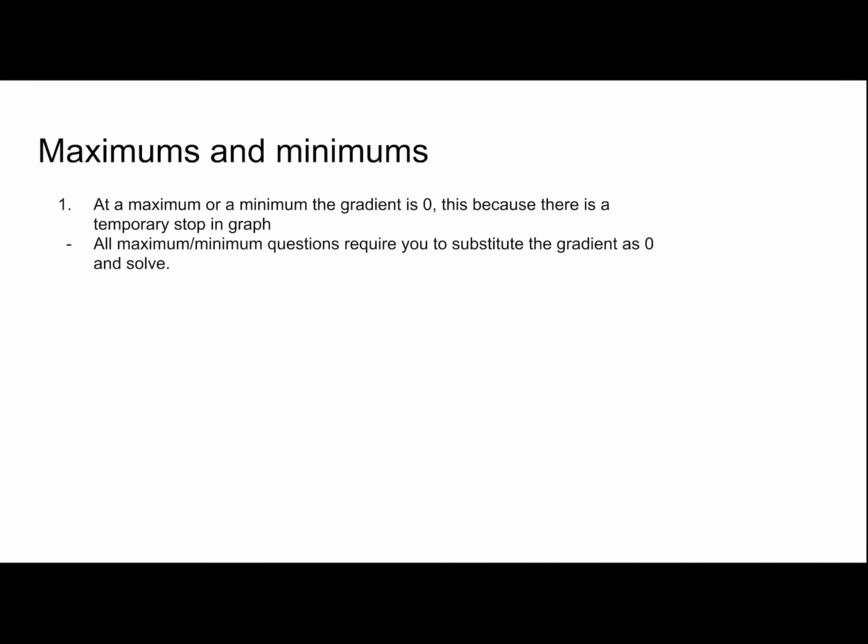So our next point we're going to be covering is maximums and minimums, okay? So basically, at a maximum or minimum, the gradient is 0. This is because there's a temporary stop in the graph. So when I say a maximum, it's like that vertex point on a parabola, or that vertex point on a cubic, where the graph has temporarily stopped. So if I draw a tangent line there, the equation of the tangent will be 0x plus or minus something. So all maximum and minimum questions require you to substitute the gradient as 0 and solve.